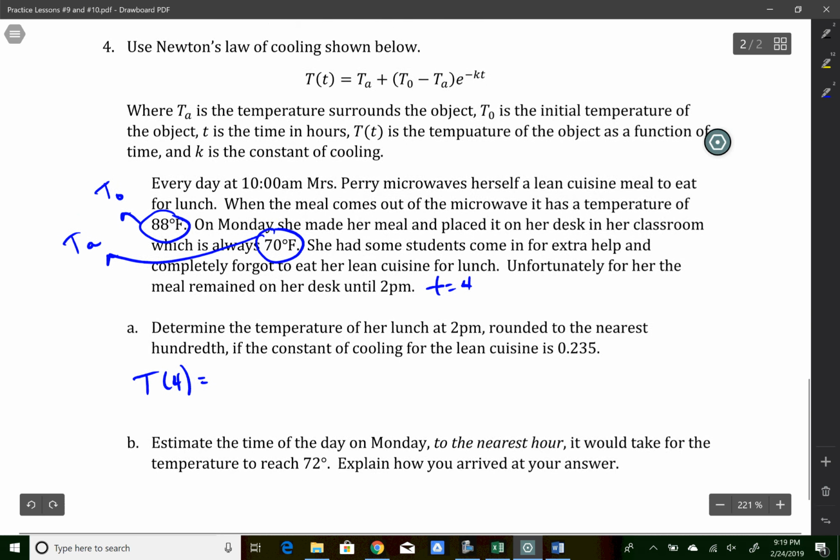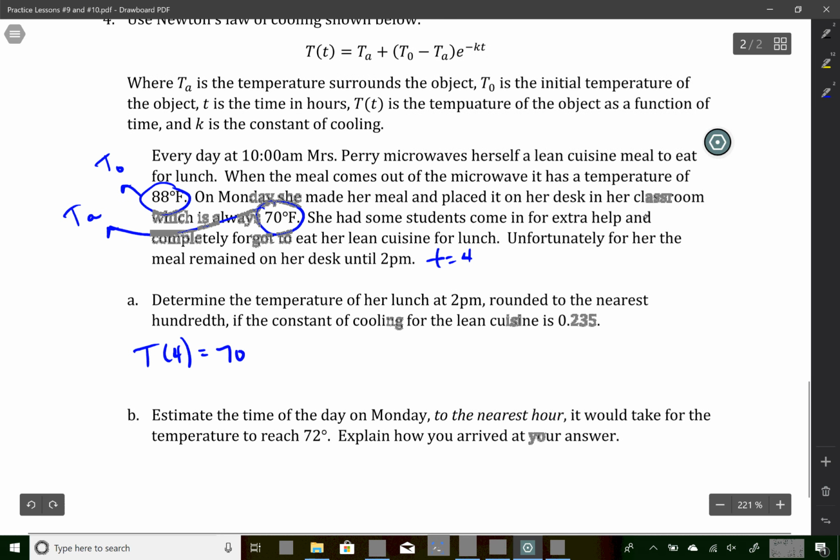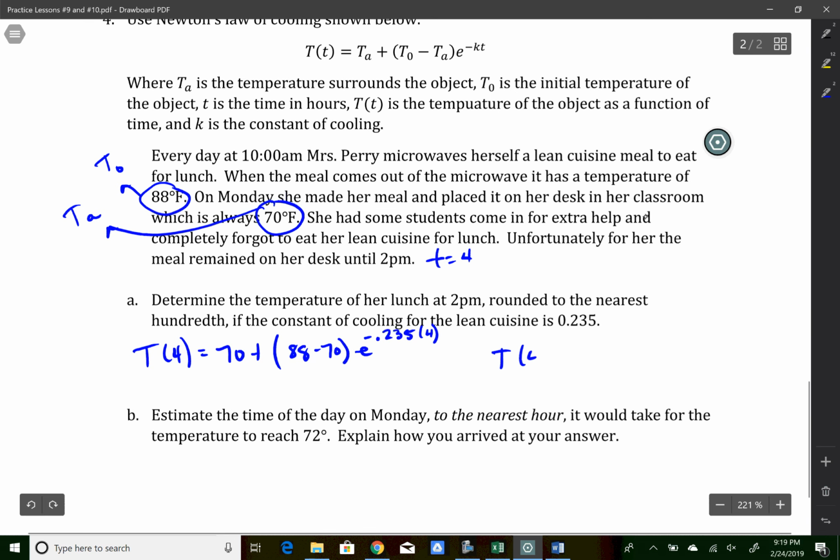we can say the ambient temperature of 70 degrees plus the difference between the initial temperature and the ambient temperature, e to the negative 0.235 times 4. Now this just becomes a can I plug it into my calculator question, right? So just be careful if you have to do it part by part. So I have 70 plus 88 minus 70. You do all that quick math, 0.235 times 4.